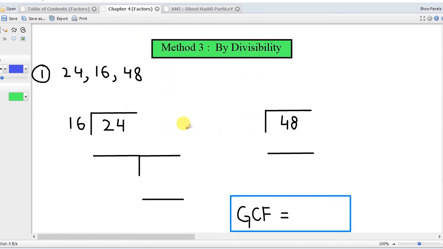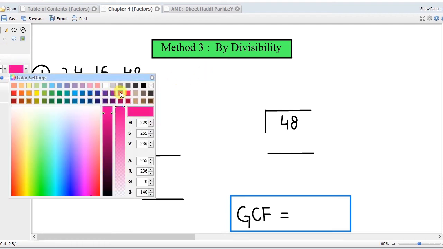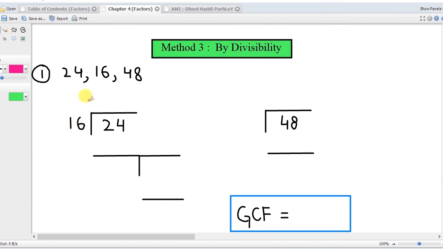Okay, now we are going to solve the same question using the third method, which is by divisibility. Whenever we have numbers and we have to solve using the divisibility method, you always first have to arrange these numbers in ascending order, meaning increasing order. So write the smallest number first and then keep on increasing. The smallest number is 16, then the bigger number is 24, and then we have 48, right?